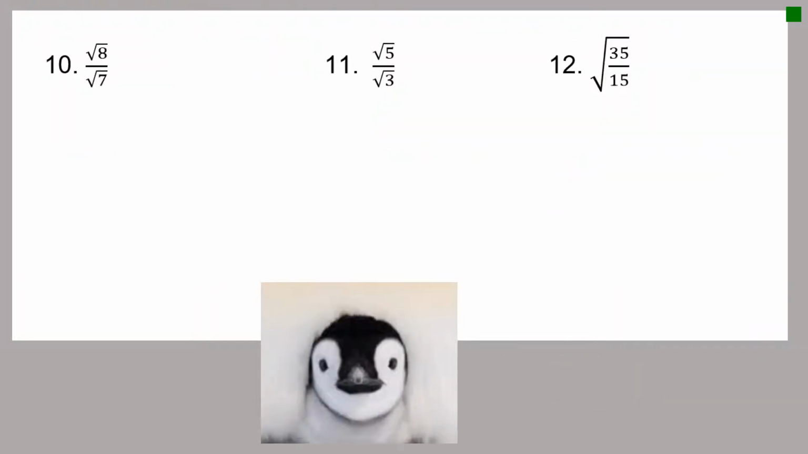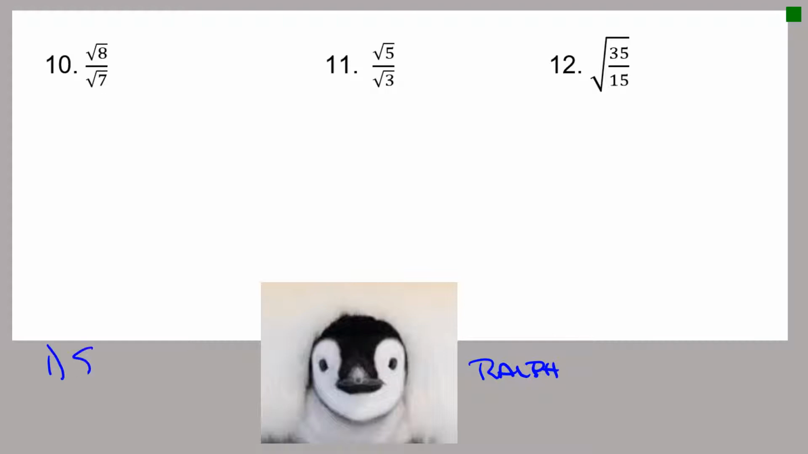Okay, oh, look at him. That is just too cute. Hello, hello, little guy. I shall call you Ralph. That looks like a little Ralph, doesn't it? Hi, Ralph.